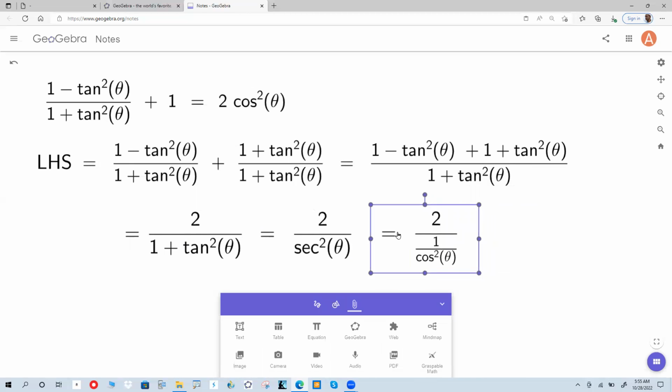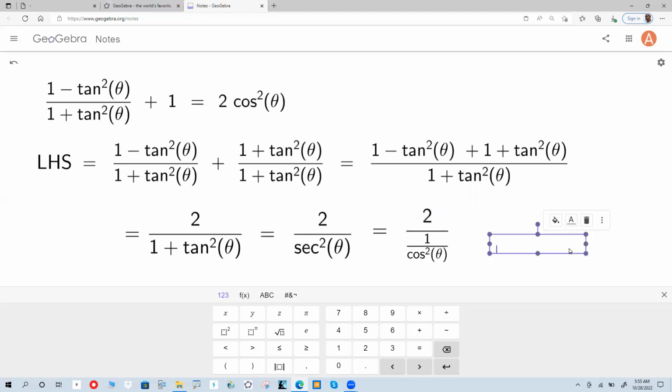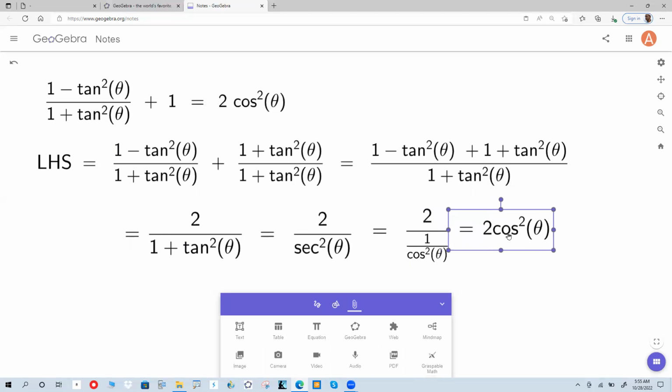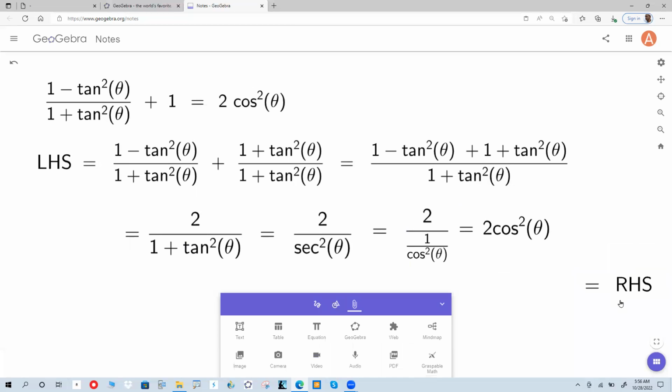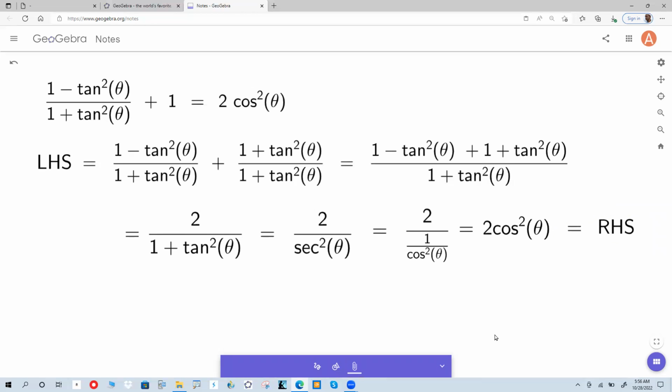Now, I can flip and multiply, and what do I get? I get exactly what I was hoping to get, 2 times cosine squared theta. And that is the right-hand side. And I proved my trig identity. Right here. Done.